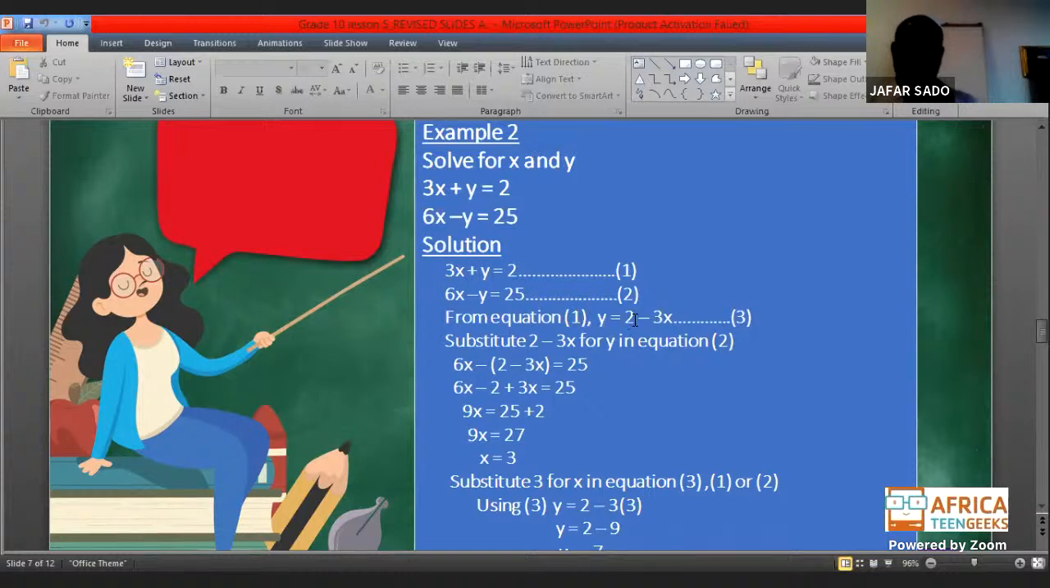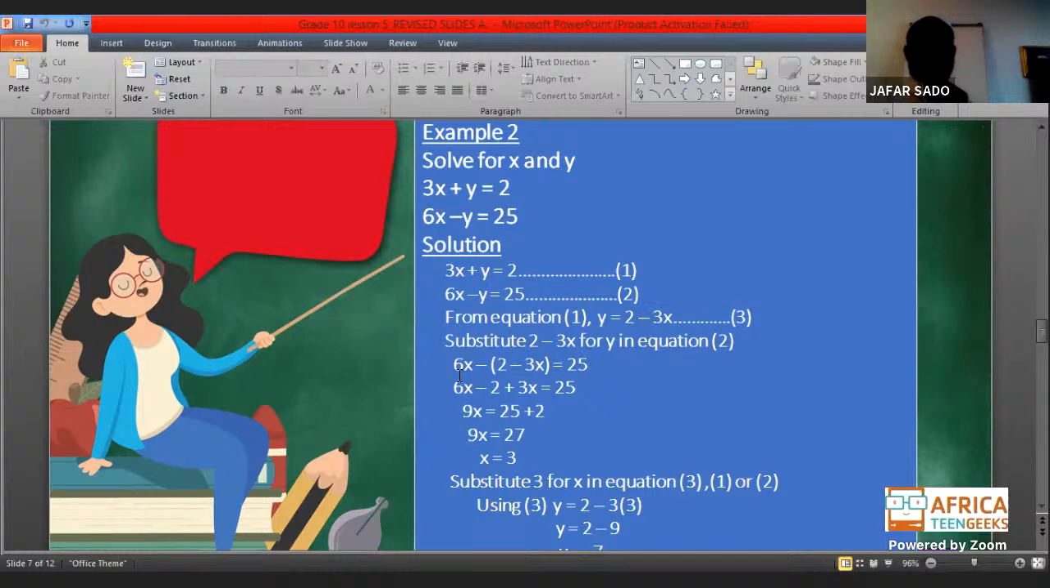Our y equals 2 minus 3x was gotten from equation 1, so we must put it back in equation 2. Basically, substitute 2 minus 3x for y in equation 2. Equation 2 says 6x minus y equals 25. So wherever we have y, we take out y and put 2 minus 3x. That's what I mean by substitute 2 minus 3x for y.